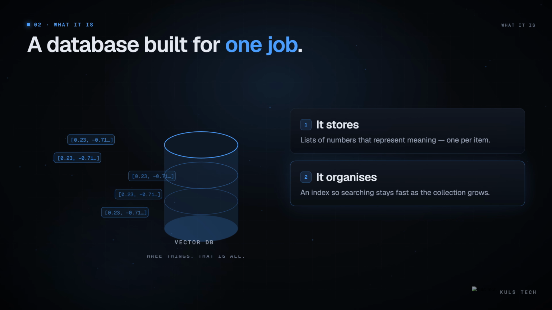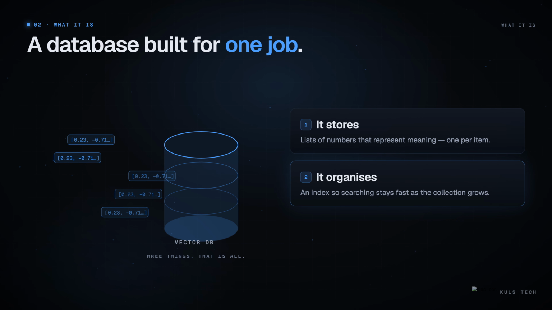Here's the part that makes it click. Think of those numbers as coordinates. Two numbers give you a point on a flat map. Three numbers give you a point in a room. Real embeddings use hundreds or thousands of numbers, so we can't picture it. But the idea doesn't change. Every piece of your data becomes a single point floating in space. And because similar meanings get similar numbers, related things land near each other.